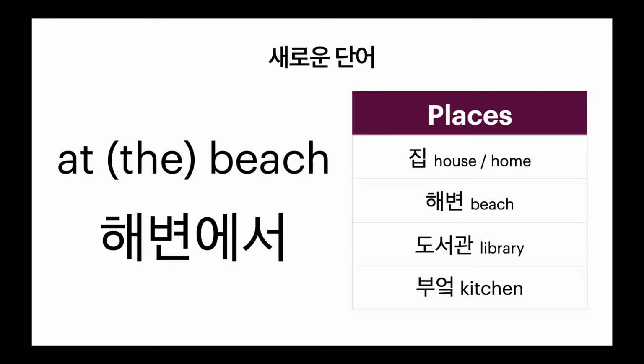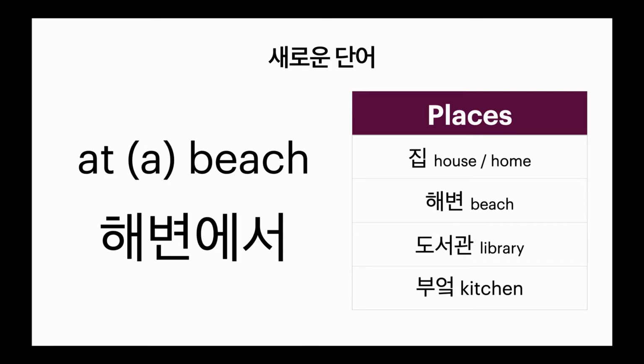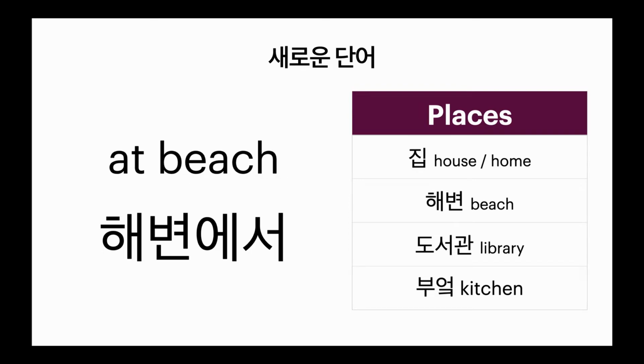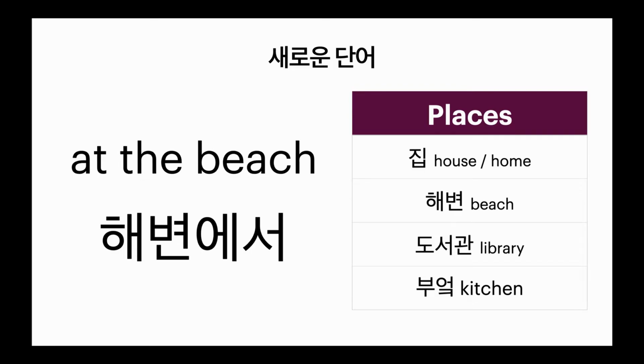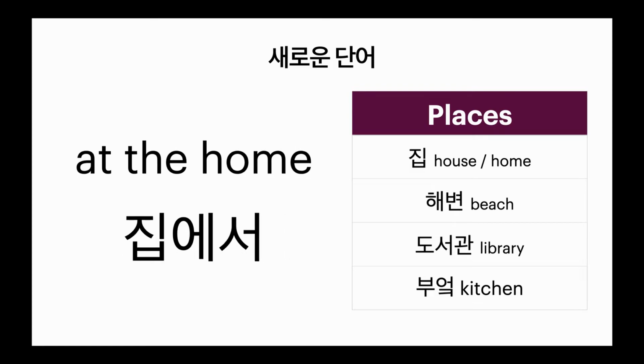Unlike English, Korean doesn't need to specify at the beach or at a beach. They simply say at beach, which explains why when I'm teaching my Korean students English, they'll say something like at beach, and then I'll say, no, it's actually at the beach. And then they'll say, oh, okay, got it. And then they'll say something like at the home. And then I'll say, no, we don't need the for home. It's just at home. And then they say, teacher, why? And then I say, because English is ridiculous. A very common explanation I give for the English grammar. So be very happy that you are studying Korean and not learning English.